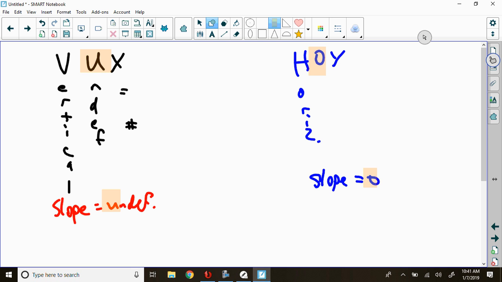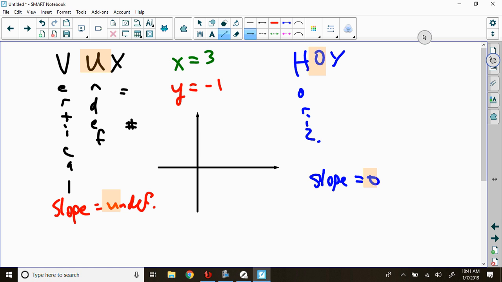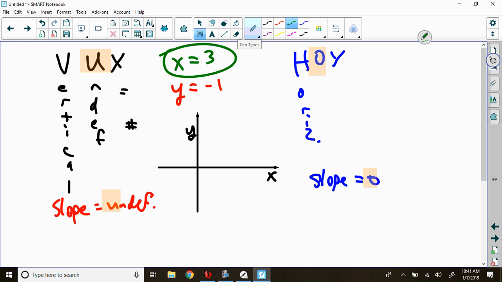So let's quickly graph one of each of these. Suppose we had something like x equals 3 and something else like y equals negative 1. On an xy coordinate plane, here's our y-axis, x-axis. X equals 3, that's going to be a vertical line. 1, 2, 3. X equals 3, it's going to look like that, right? Maybe over a little bit more, but you get the idea. Y equals negative 1, going to look like that. Right? Vertical and horizontal lines.